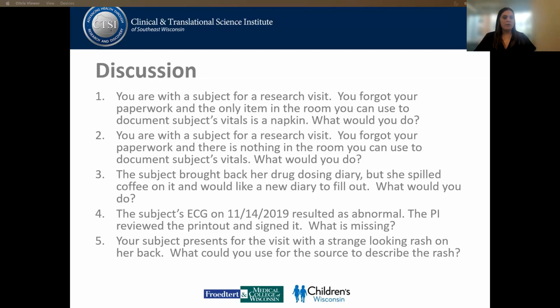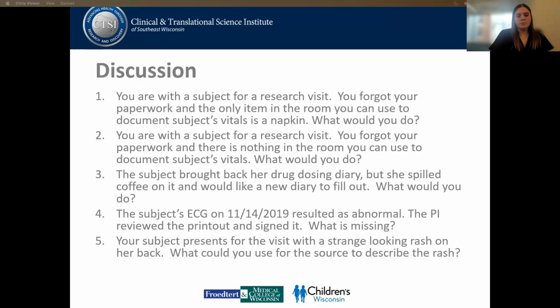So number 4, the subject's ECG on the 14th of November resulted as abnormal. The PI reviewed it, he signed it, but what's missing? Correct. He did not label it as not clinically significant or clinically significant. That always needs to be documented on results.